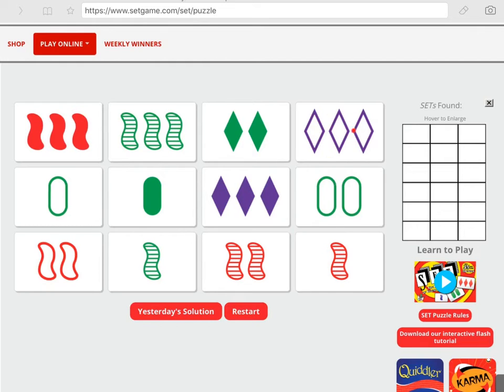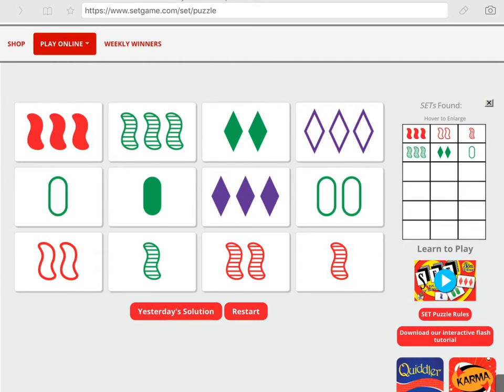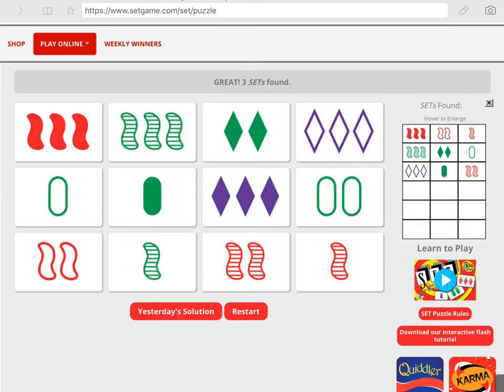How about this one? From here to here, same shading, doesn't work. Here to here, that actually seems like it'd be okay. Okay, the 3 diamonds, 1 oval, we would need 2 squiggles, partially shaded and red. That's the set right there, there, there, and there. So if we choose it, great, found a set. We're not done with that one yet, though.